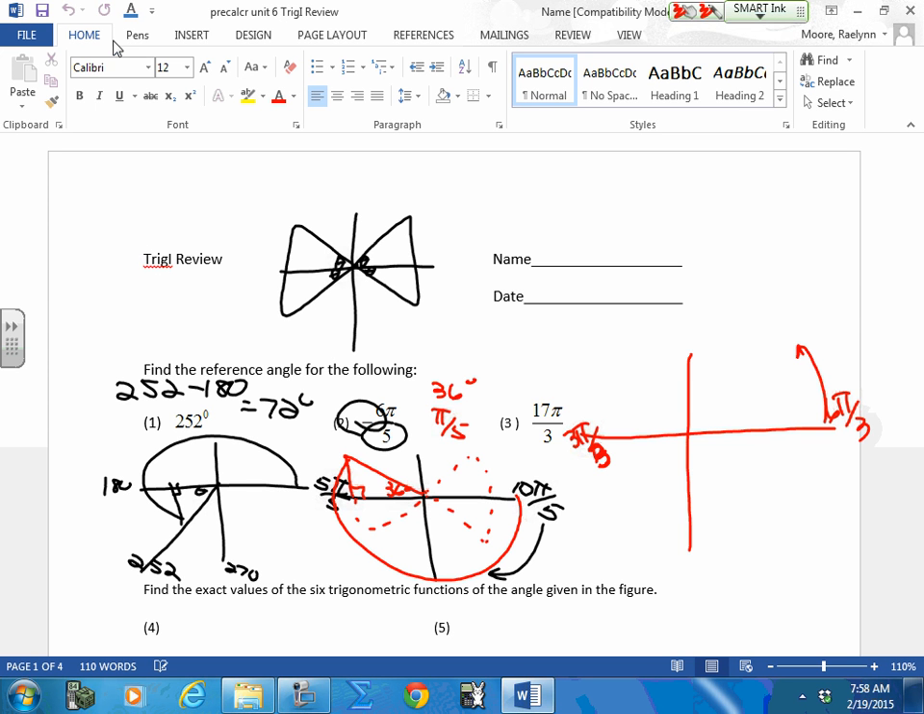Like twice, so that would bring me to 12. This would be 1. This would bring me to 12. This would bring me to 15. This would bring me to 18. So where's 17? Quadrant 4. Okay, what's my reference angle?